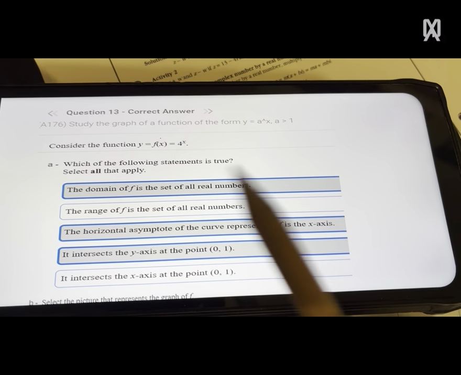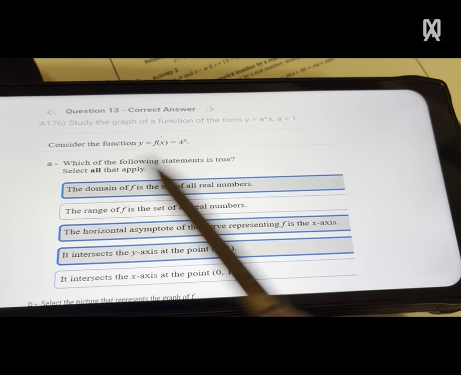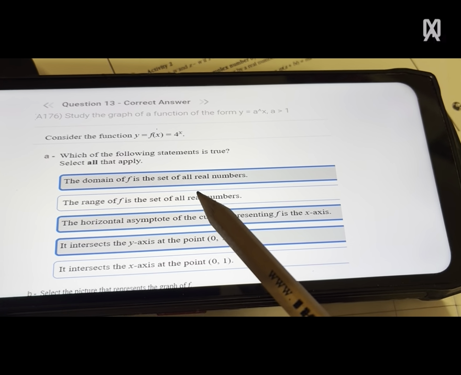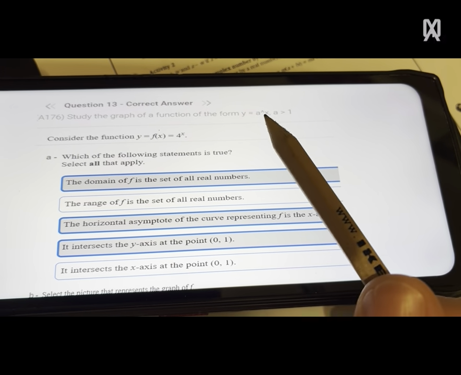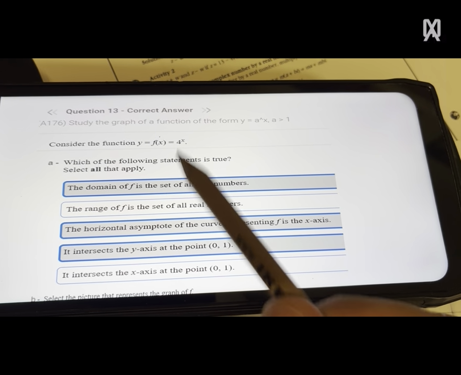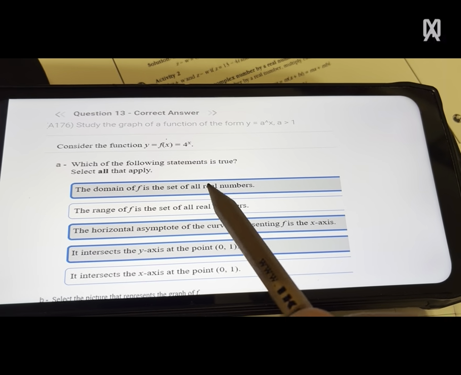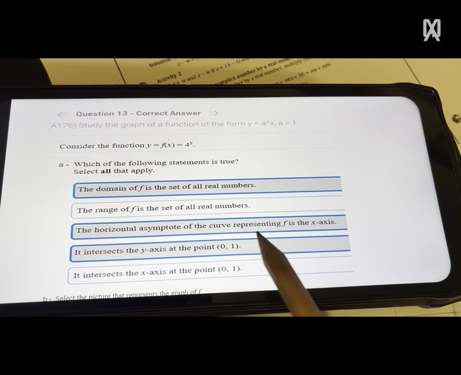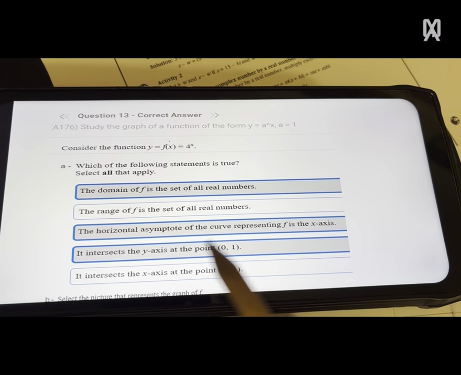In 13 part A, this is the exponential function 4 to the power of x. The domain is the set of all real numbers. The range is the set of all real numbers greater than 0. So this is wrong, this is correct. The horizontal asymptote of the curve is the x-axis, correct, or y is equal to 0.